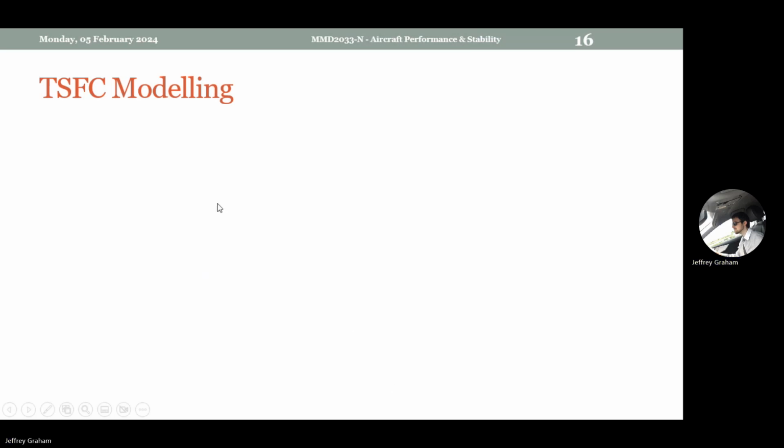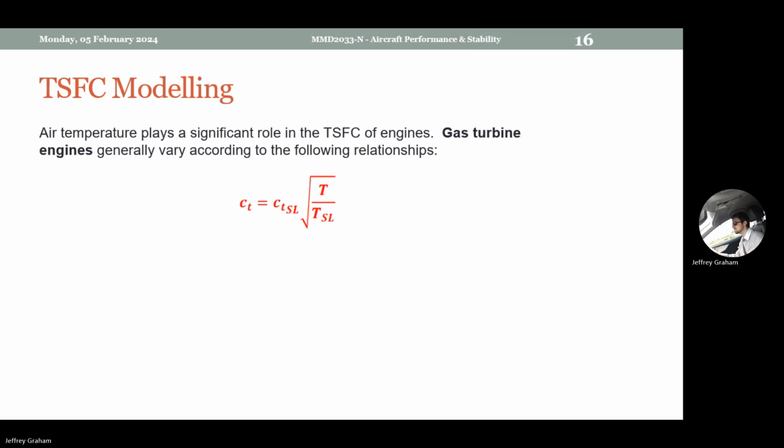Right, finally, the altitude difference, sea level to wherever the aircraft's flying, will affect the thrust-specific fuel consumption. There's two ways to do this. First one is the CT, or the thrust-specific fuel consumption at sea level, is multiplied by the square root of temperature at the altitude over temperature at sea level on the bottom, to give us the output. The alternative version says the specific fuel consumption is equal to that at sea level times the ratio of speed of sound and speed of sound at sea level.